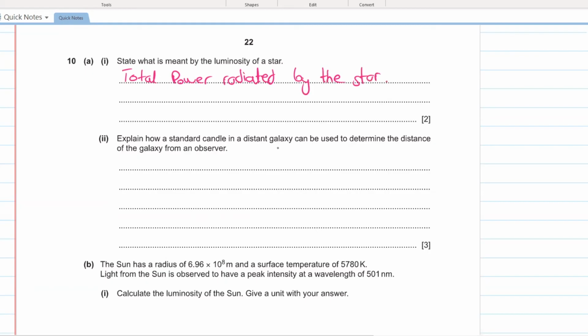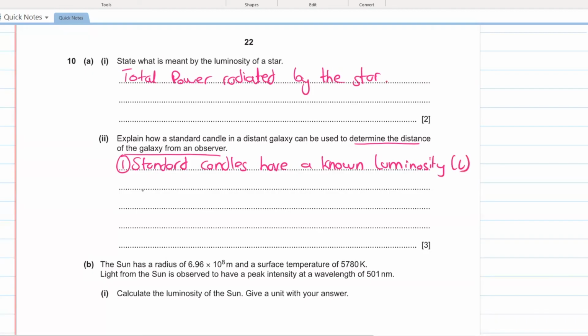Explain how a standard candle in a distant galaxy can be used to determine the distance of the galaxy from an observer. First of all, you must know that standard candles have a known luminosity.